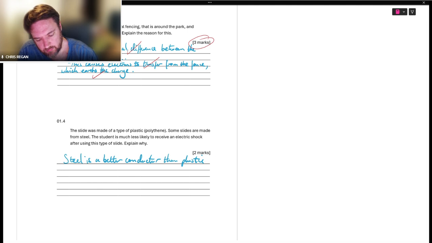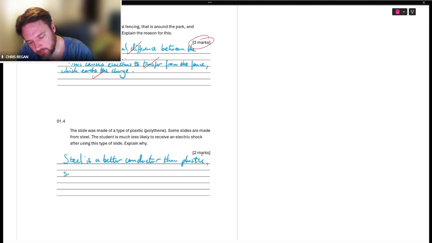Okay, you could say polythene. We're told that it's polythene, but plastic is fine. So that's important. It's a better conductor. That's the main reason. Steel isn't the best conductor. You know, copper is better, but steel is still pretty good. Certainly a lot better than plastic.